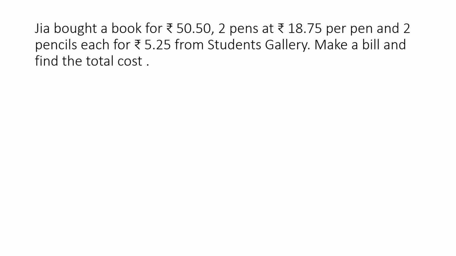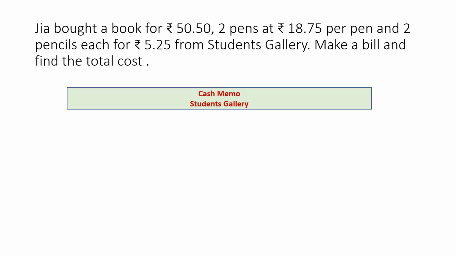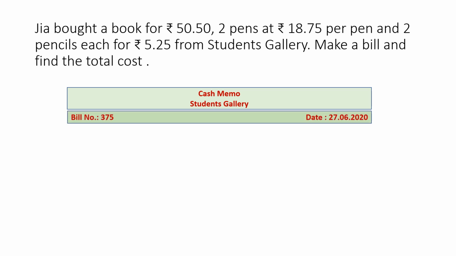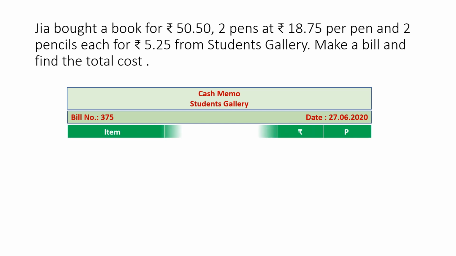So let's see how to prepare it. First, I write down the name of the shop, that is Students Gallery. Then I write the bill number and the date. Then I have a column where I write the headings, that is item, rate per item. Per item means the rate, the cost of one item. Then I have the final cost, that is in rupees and paisa.